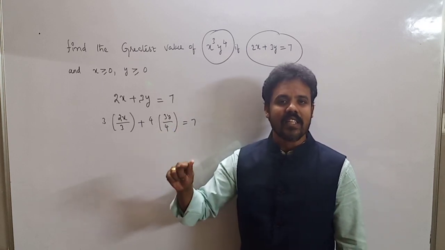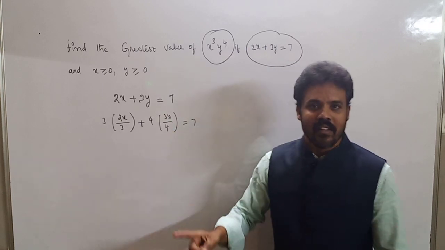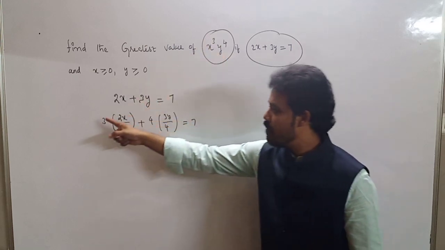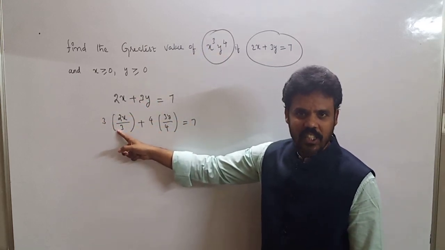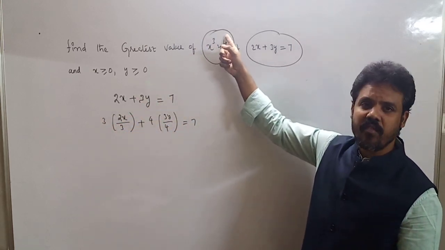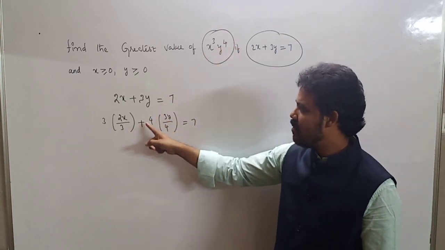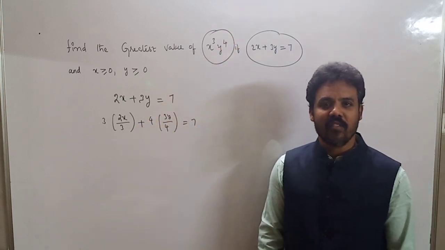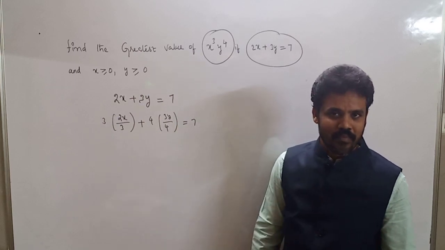That means that is the power of x and y. Since 3 is the power of x, I multiply and divide by 3. That is the logic here. Since 4 is the power of y, for the y term I should multiply and divide by 4. Now these two are the same.